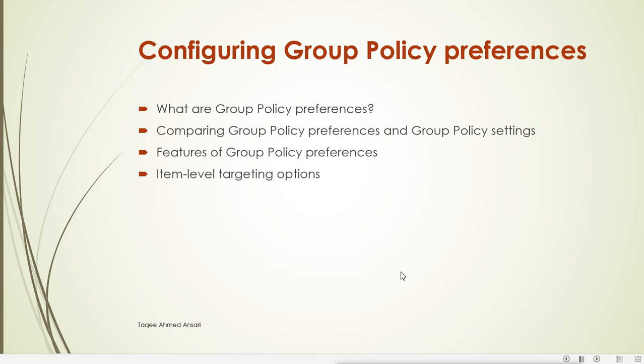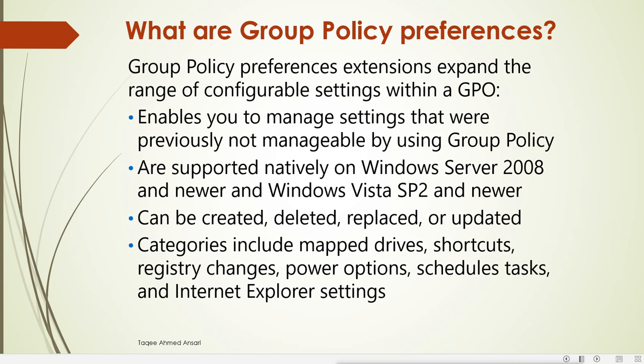Then configuring the group policy preferences. Now we have the preferences also. Under the group policy we have policies, and now we have preferences also. These group policy preferences expand the range of configurable settings within a GPO. This enables you to manage settings that were previously not manageable by using the group policy. Previously we had only policies, we didn't have the preferences, but now we have preferences available which we can use to configure more settings which are not possible to configure by using the group policy.